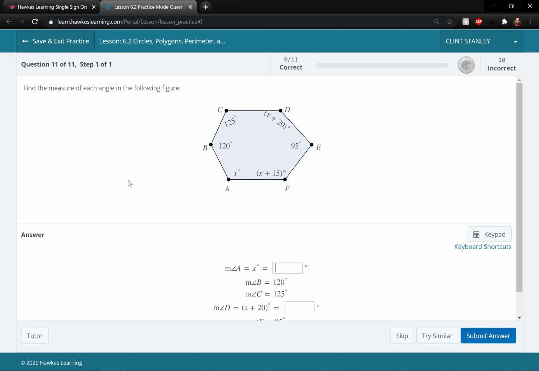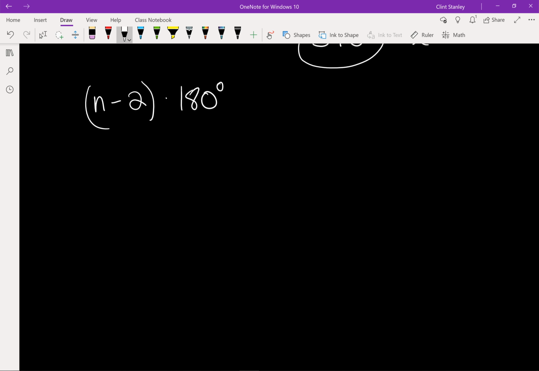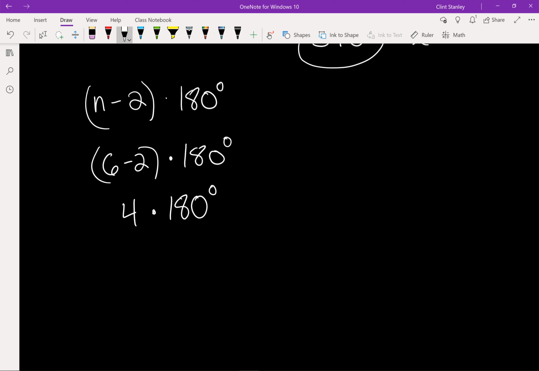Okay. So the first thing we need to know is if we add all these angles up, what's the total going to be? So we got to count the sides. 1, 2, 3, 4, 5, 6 sides. Okay, so we can go back to our sum of interior angles formula: n minus 2 times 180. We have 6 sides, so 6 minus 2 gives us 4. We'll do 4 times 180 degrees. That gives us 720 degrees.